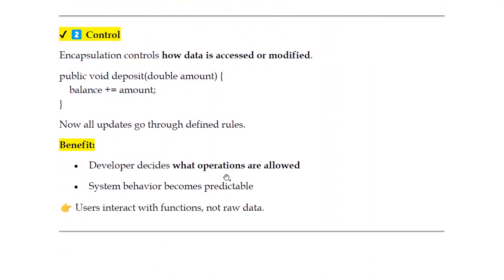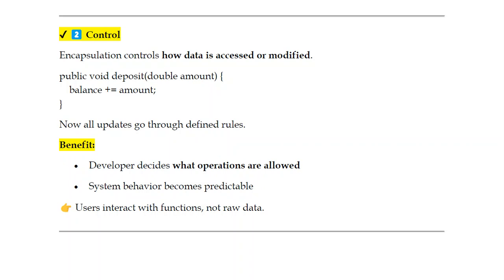So developers decide what operations are allowed. What operations can authorized persons access? In that way only they are framing it. Here the operation is deposit, so the balance should be updated. That method should be accessed only by authorized persons. System behavior becomes predictable here. What will happen next? What will that method do? It is predictable, now we can understand. While you are depositing, what do you have to do? The balance should be updated.